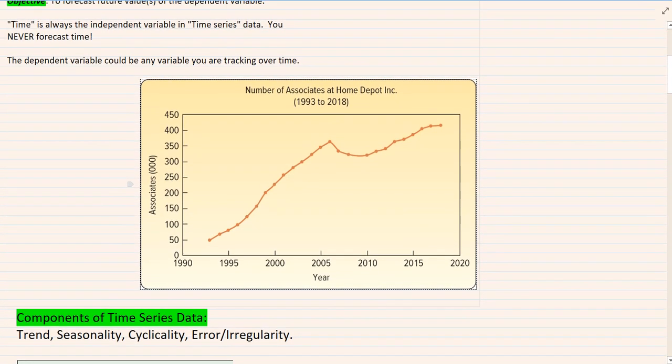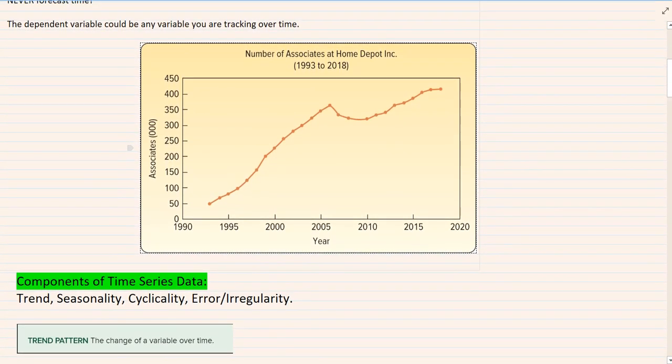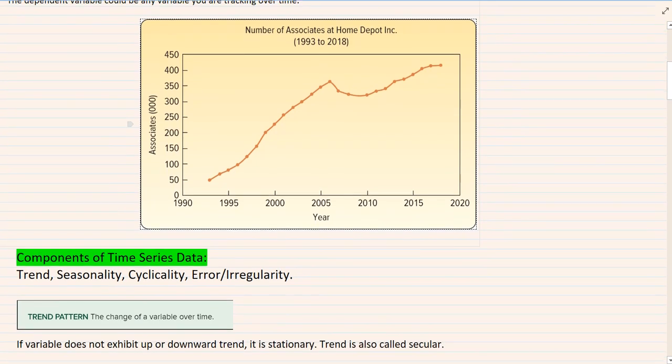Now, there are 4 components to any time series. We have what we call trend, seasonality, cyclicality, and of course irregularity, or error, or noise. We're going to look at each of these briefly. First of all, trend. The trend is, as your book calls it, the change of a variable over time. The trend could be a secular trend, a linear trend. It could be an exponential trend. It could be any kind of trend. It doesn't have to be linear, as long as there's some kind of trend in the data.